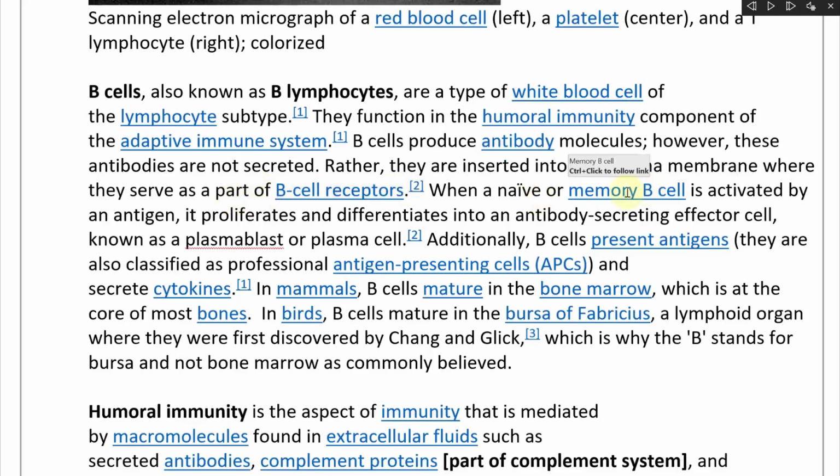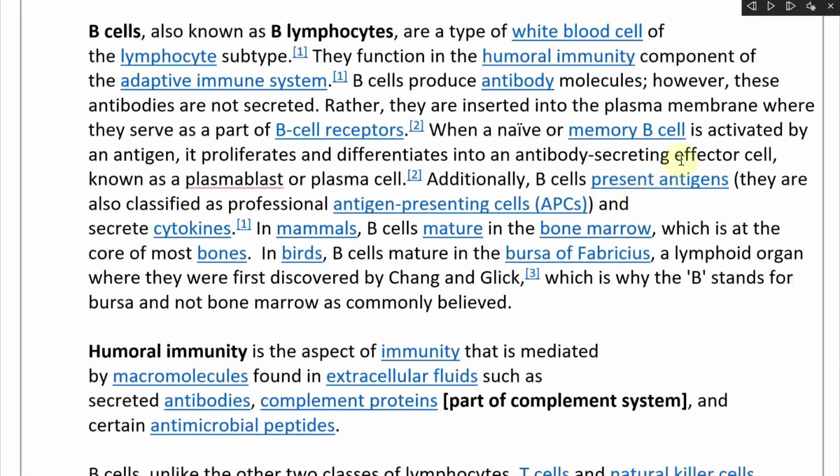When a naive or memory B cell is activated by an antigen, it proliferates and differentiates into an antibody secreting effector cell known as a plasmablast or plasma cell. Additionally, B cells present antigens. They are also classified as professional antigen presenting cells, APCs, and secrete cytokines, so those small proteins.